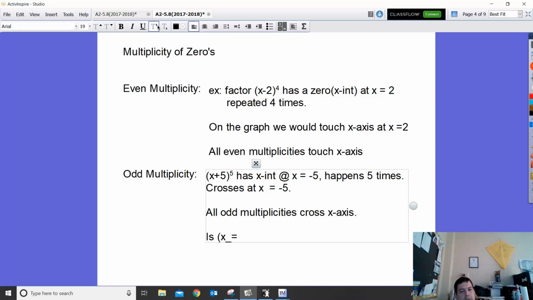Is x plus 3 just written like that, even or odd? It's odd. Because what is the understood exponent? Yeah, it's understood. And that's your deal about multiplicities. That's there to help you graph. It's a really easy skill.